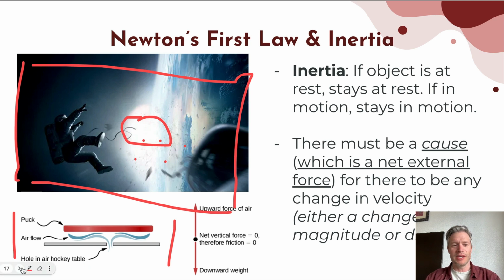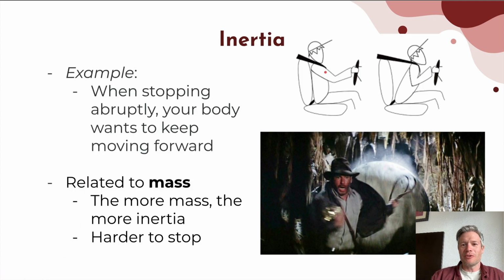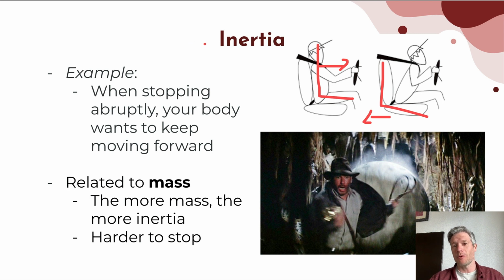In real life, a couple more examples just to help solidify that. When you're driving in your car and you stop suddenly, the reason your body flings forward even though your car has slowed down is your torso and your body has inertia and will keep moving forward even though your car has stopped and is not going that direction anymore. And again, something important to remember, we haven't covered this yet, is inertia is related to mass.